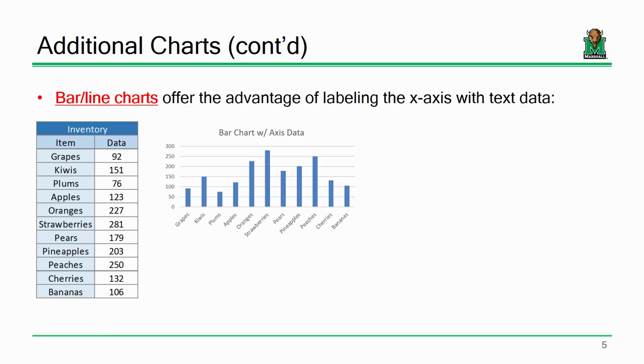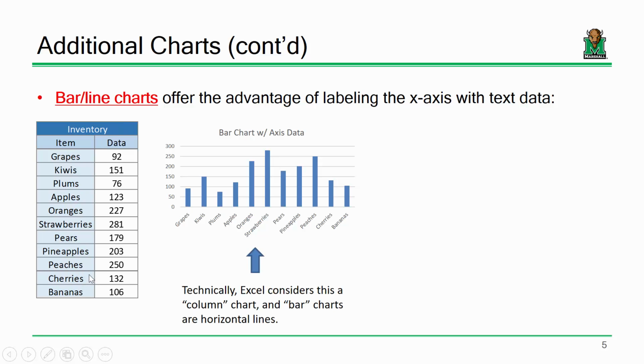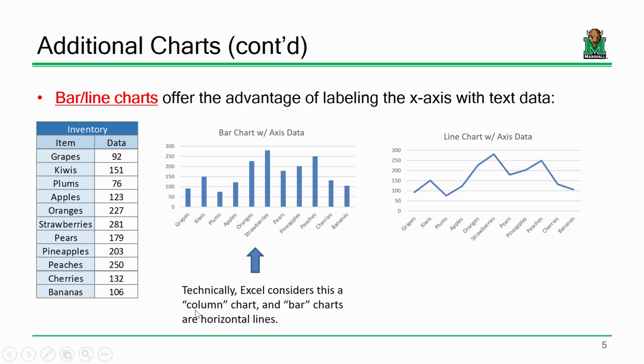All right, so let's practice using Excel to create figures for the following data. This is just some hypothetical data of how many of each they might have in a grocery store. Although I've been calling this a bar chart, Excel would call this a column chart. A bar chart is when the data extends horizontally rather than vertically. So in this case, this is a column chart.